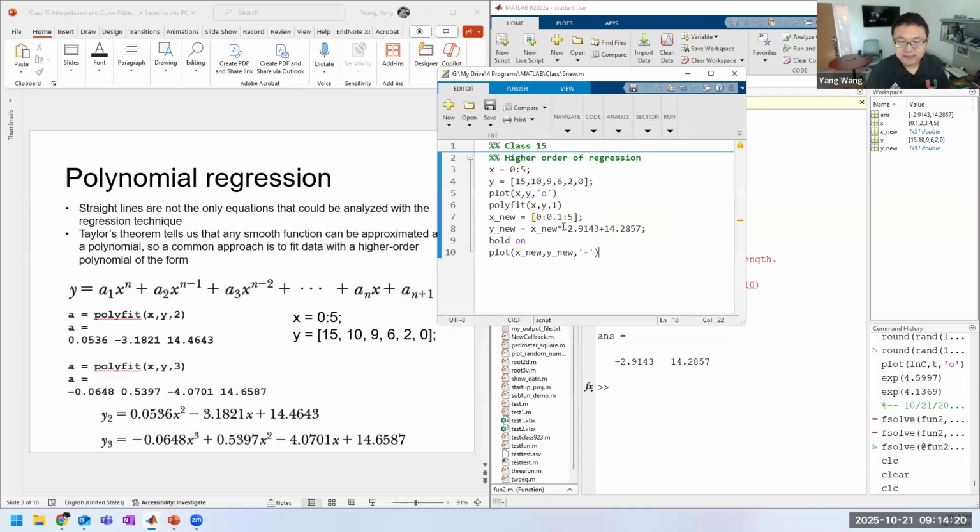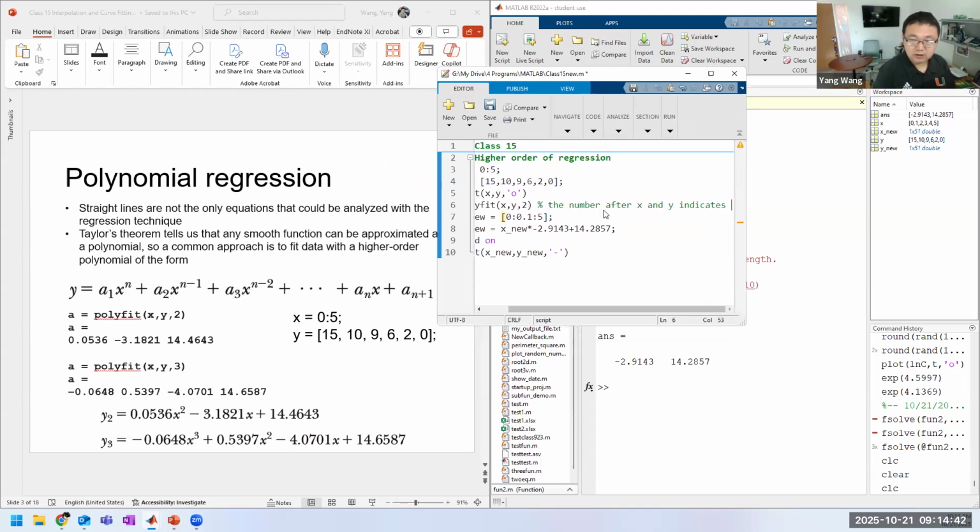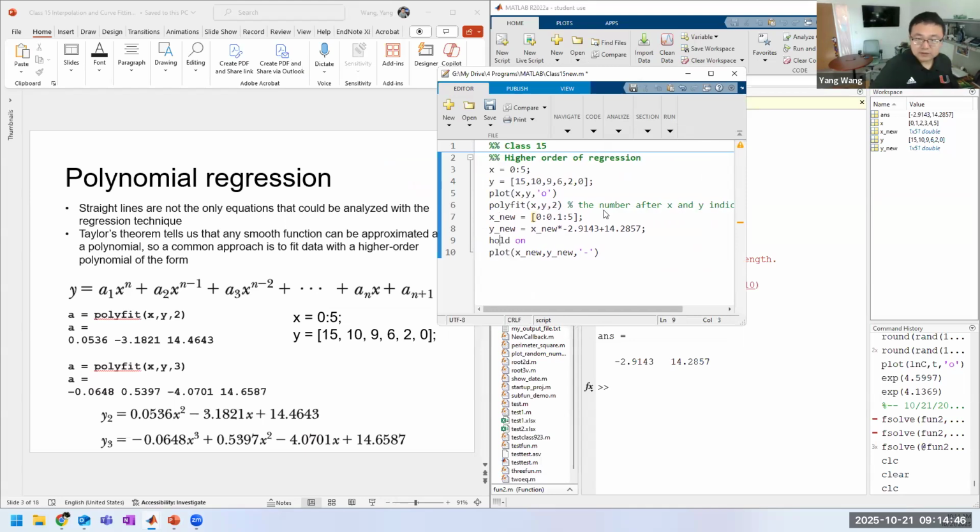Okay, so how to do that? We can just use this term here and change it to 2. So instead of using 1, we change it to 2. Let's just comment here: the number after x and y indicates the order of the polynomial. So we can run this, right?